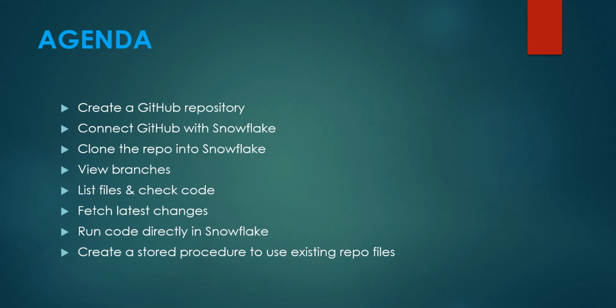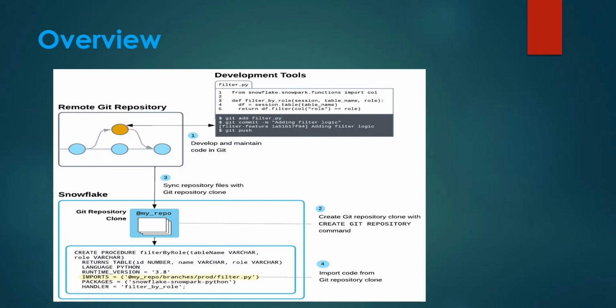In this video, the agenda is: how we can create a GitHub repo, connect GitHub with Snowflake, clone the repo into Snowflake, view branches, list files, check code, and fetch the latest changes. After that, we will be running a few codes also. So please watch this video till the end to gain more confidence.